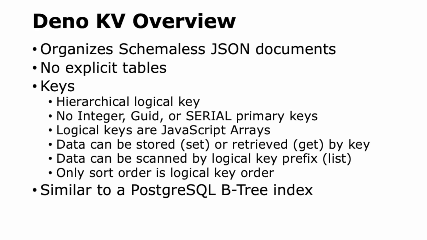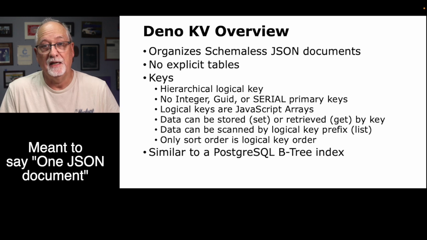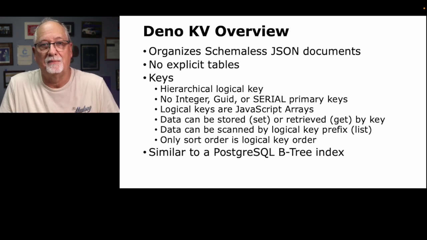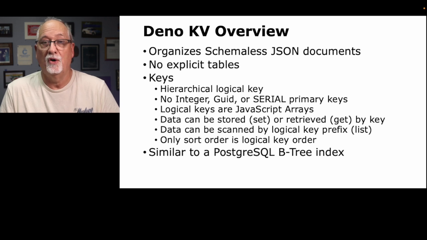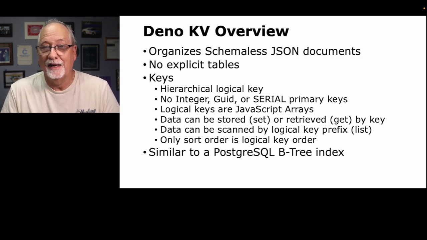Logical keys are JavaScript arrays, and you can store under one logical key, one database, and then retrieve that back by key. You got to know the key. You got to set it or get it. It's a logical key, right? A logical key is something we're supposed to know outside of the database. Data can be scanned by logical key prefix using list. That's kind of like select. And the only sort order you got, there's no order by in here. The only sort order you get is logical key order. And it's kind of like a B tree in Postgres SQL.